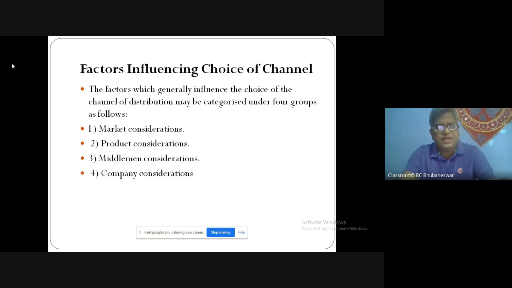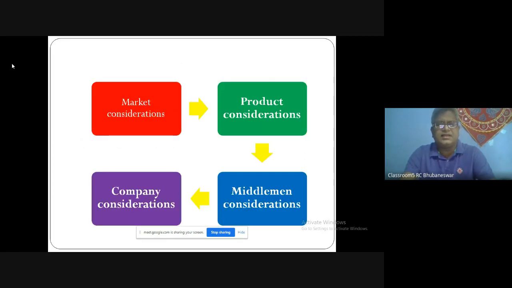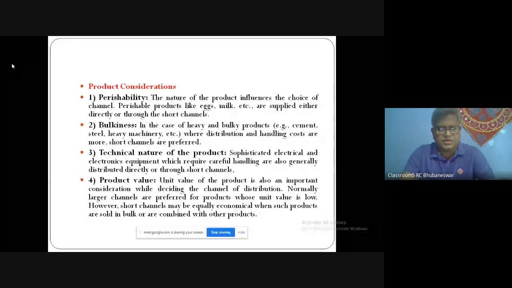In this connection I want to state that the choice of channel has four parts: market consideration, product consideration, middleman consideration, and company consideration. That means according to the market situation, product situation, middleman consideration, and company consideration, there are four ways through which your product should reach the customer's house.